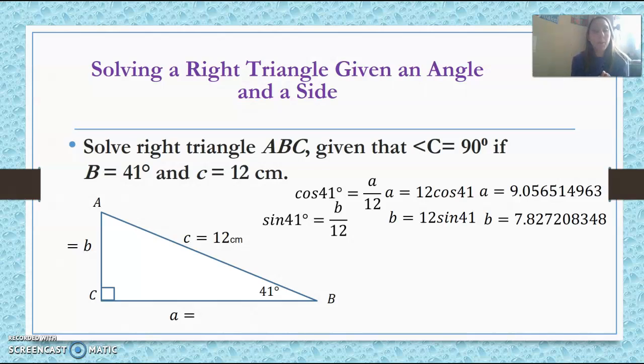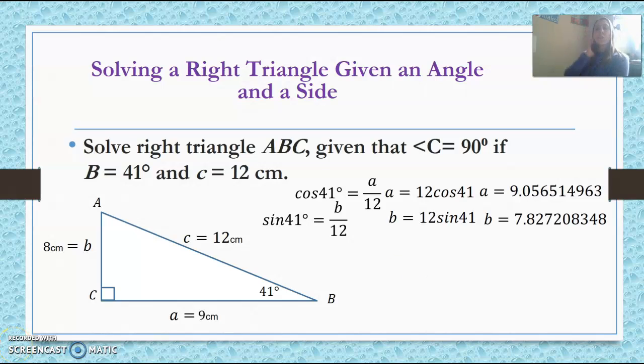Okay, so the next thing I have to do is my rounding. So I'm going to look at the problem, and everything is at a whole number. So I'm going to round to the nearest whole number. All right, so A is 9.05, which is going to round to 9. And then B is 7.8, so that's going to round up to 8. So I end up with 9 centimeters for A and 8 centimeters for B.